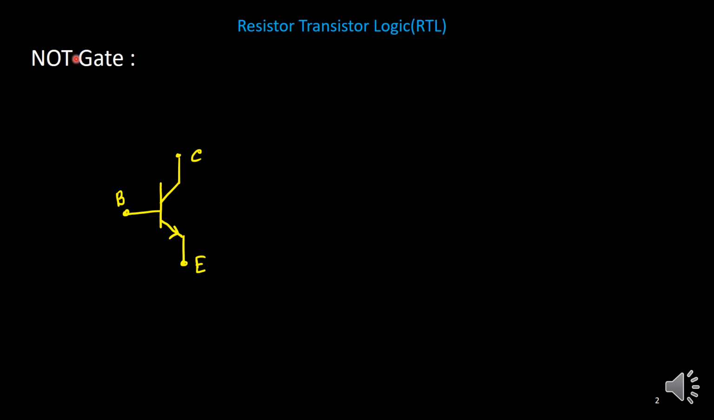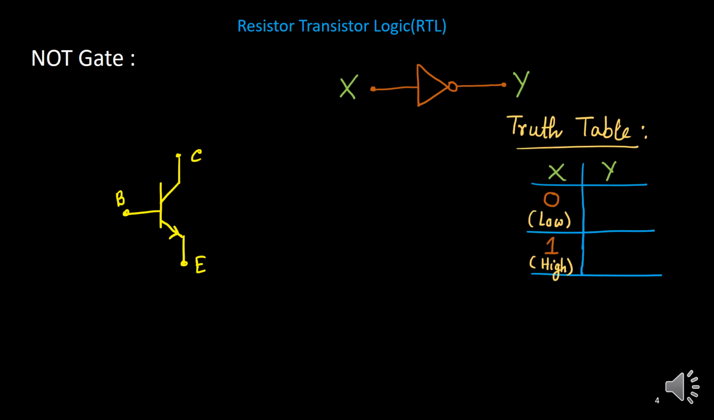Let us understand what the NOT gate is. This is the symbol for a NOT gate. Be careful here: this kind of shape is sometimes also used for an amplifier, but this bubble is the most important thing, and because of that, it is a symbol for a NOT gate. It is also called an inverter. So if I apply X as an input to this inverter or NOT gate, the corresponding output Y is given by this truth table.